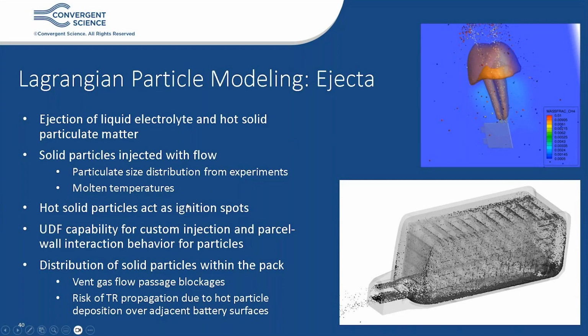Other simulations using solid particles can include studying the distribution of this solid particulate matter, or ejecta, inside your battery pack. So you can get an idea of whether the ejected solid particulate matter will cause risk to the vent gas flow passage or try to block it, or maybe it can pose a risk to thermal runaway propagation because these particles are hot and can deposit onto adjacent cells, as you see here.